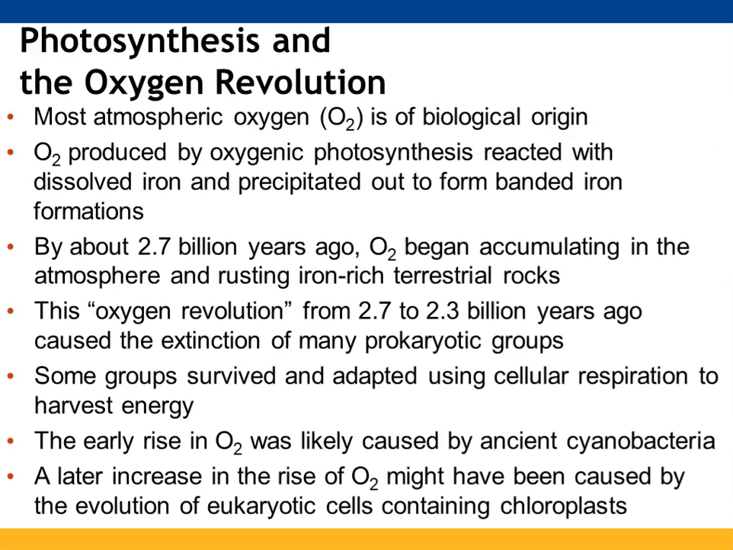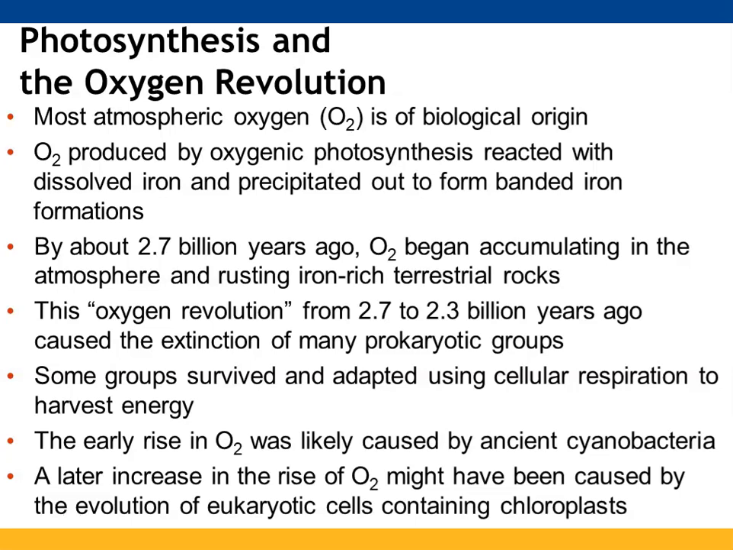Oxygen, photosynthesis and the oxygen revolution. Oxygen is pretty much formed from biological organisms. It's produced by photosynthesis, and it reacts with dissolved iron and precipitates out to form these iron oxide formations. About 2.7 billion years ago, oxygen began accumulating in the atmosphere, and we started seeing more iron-rich terrestrial rocks rust.